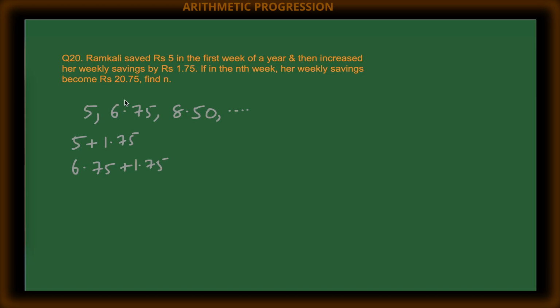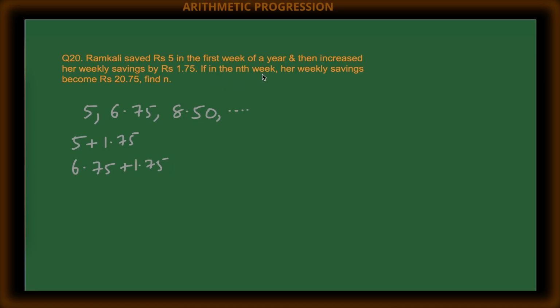So here the incremental is there. Every week she incremented from her previous. 5 was there, then she incremented to 6.75, then next week incremented. So each week she incremented by 1.75. Whatever was there in the previous week, in the next week she increased it by 1.75. That's what it means: she increased her weekly savings by 1.75.